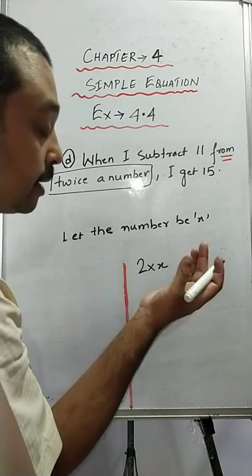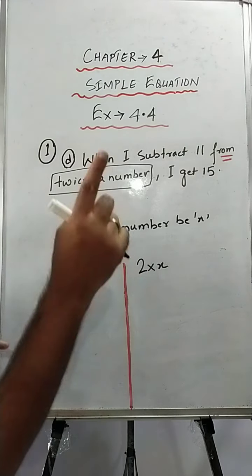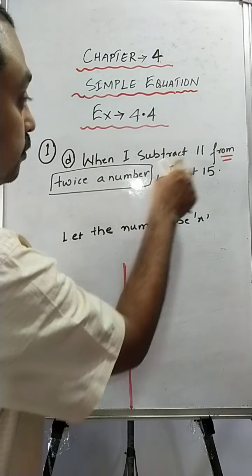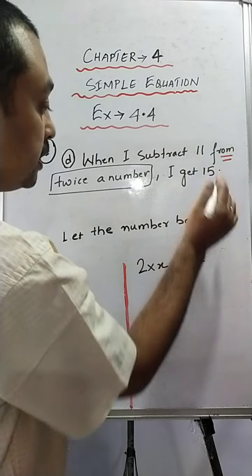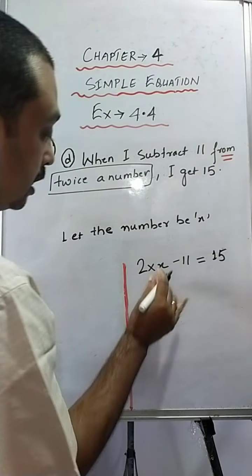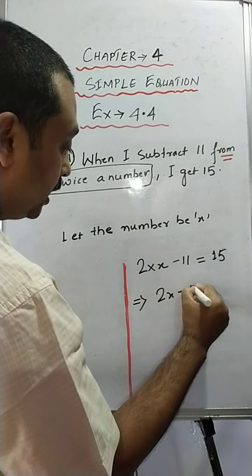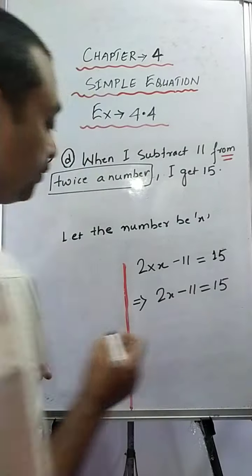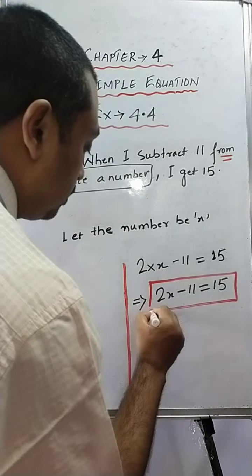What is thrice a number? 3 into x. What is 4 times a number? 4 into x. Okay, so from twice a number we have to subtract 11, and if you do it, then what is the answer you will get? You will get the answer as 15. So what is 2x? 2 into x is what? 2x minus 11 is equals to 15. So this is your required equation, students.